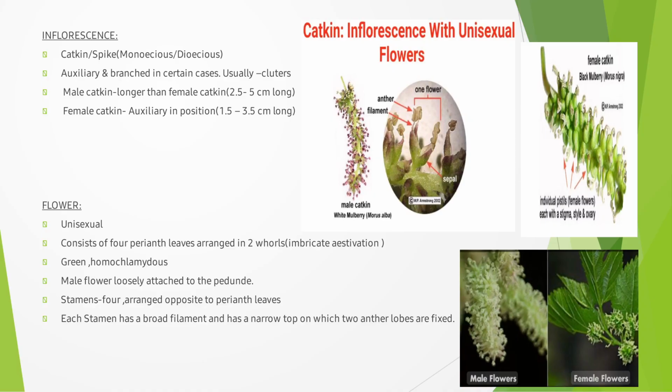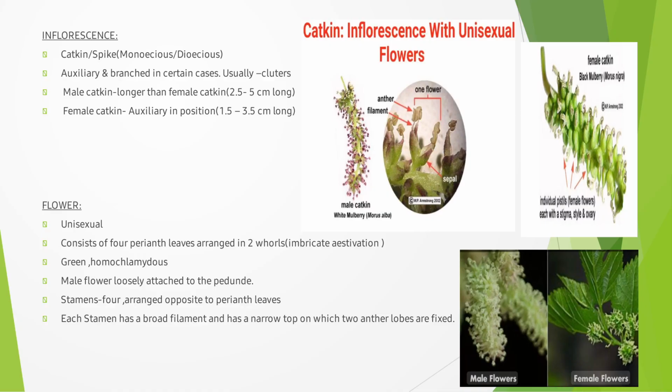Imbricate estivation is nothing but the margins of sepals and the petals overlap each other in a regular manner, without specific parts like sepals and petals. Next, the female flower and the male flower.